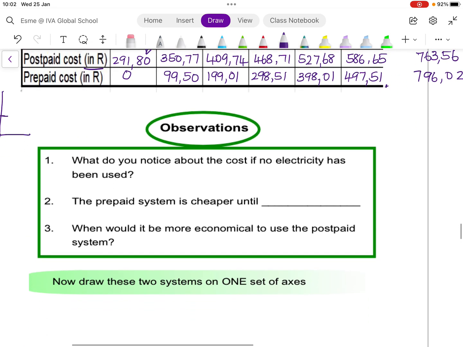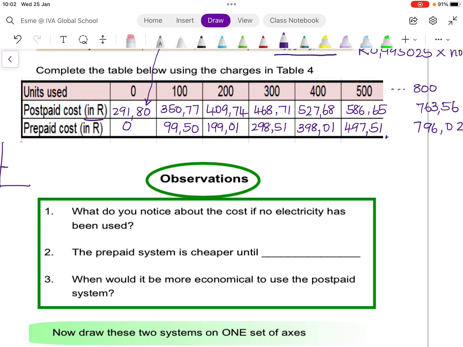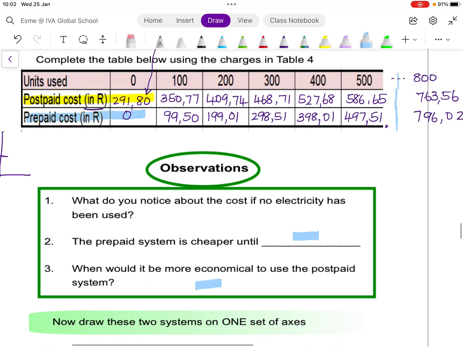Right, let's have a look at the observations. What do you notice about the cost if no electricity has been used? So no electricity used, as I said, post-paid, you still have to pay your 291. Your prepaid, no electricity, I pay nothing. The prepaid system is cheaper until, well, we have to draw the graph. If I had all the values, we would be able to see here, but at this point in time, we can't say. When would it be more economical to use the postpaid? So this is why we need to draw these graphs so that we can answer these two questions.